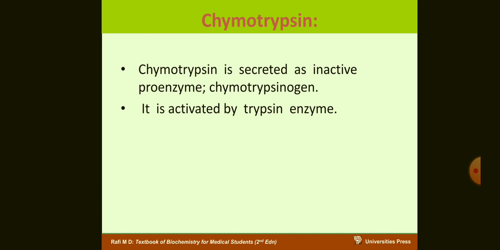Next is chymotrypsin. Chymotrypsin is secreted as an inactive proenzyme, that is inactive zymogen, namely chymotrypsinogen. It is activated by the trypsin enzyme. It is an endopeptidase hydrolyzing the peptide bond formed by aromatic amino acids. Its action is similar to that of pepsin.